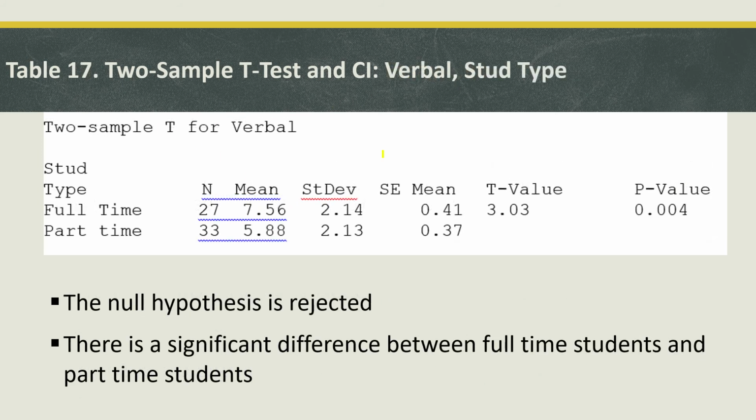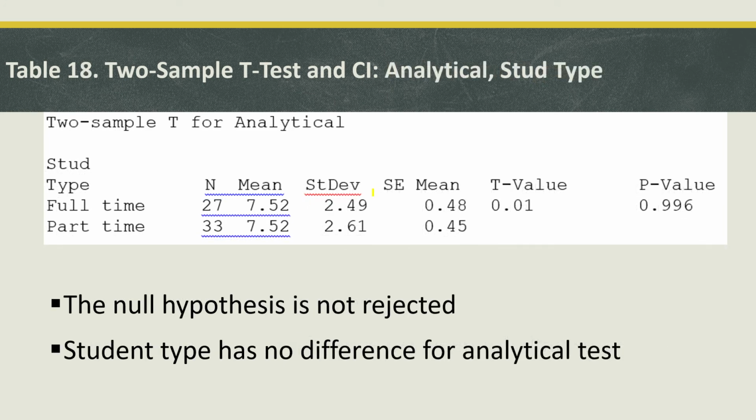Next we have the student type, between full-time and part-time. The null hypothesis here is rejected. There is a significant difference between full-time and part-time students. As you can see, the mean of the full-time students is way higher than part-time students. Thus, if you're a full-time student, you may get a higher score for the verbal test.